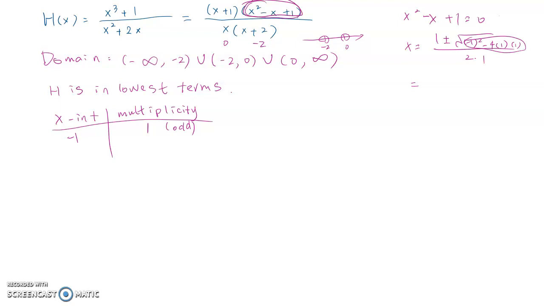All right, now y-intercept. To look at y-intercept, we need to make x equal to 0. So you want to find h of 0. So on top you have 0 cubed plus 1. At the bottom you have 0 squared plus 2 times 0, which is 0 at the bottom, 1 on top. This is undefined. So that means you don't have any y-intercept.